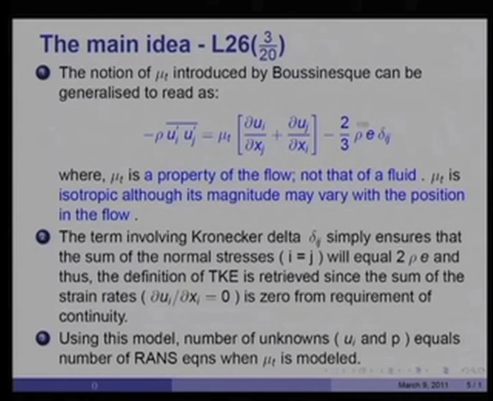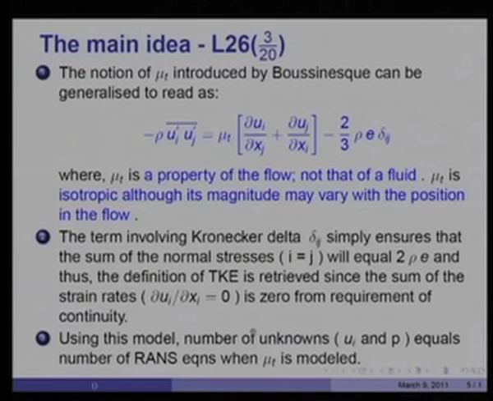The term involving the Kronecker delta is necessary in turbulence modeling, because of the sum of the normal stresses when i is equal to j. Remember, dU_i/dx_i appears twice, so this becomes 2 mu dU_i/dx_i, but that is equal to 0 in an incompressible flow, and therefore we are left with minus rho u_i' squared, which should equal 2 rho k. That is why that quantity is included in the equations, just to make sure that the kinetic energy is balanced in this representation of the stress-strain relationship.